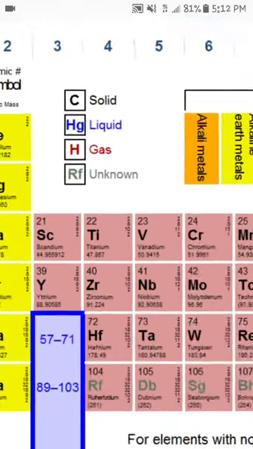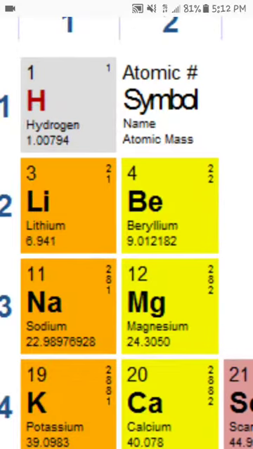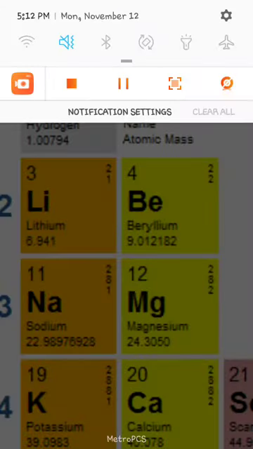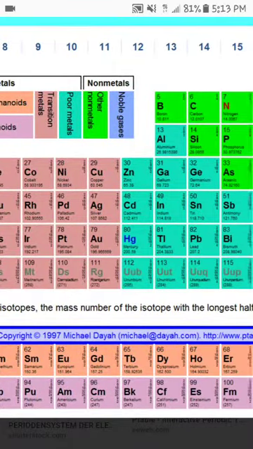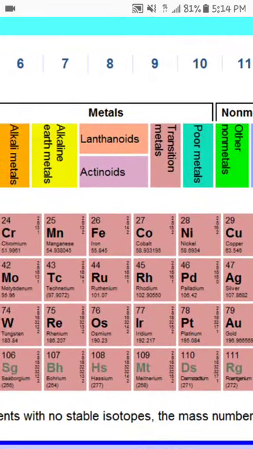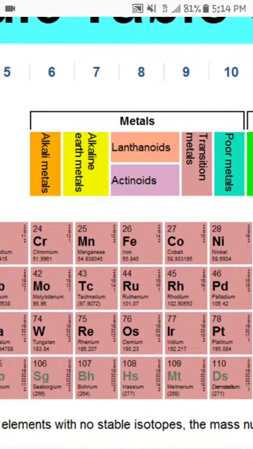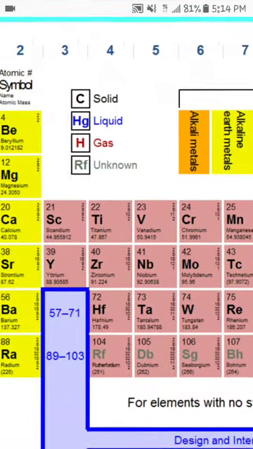The atomic number, as you can see, is 1. The symbol is H, and the name is hydrogen, while the atomic mass is 1.00794. As you can see, each color is a different type of nonmetal and metal, with noble gases, poor metals, transition metals, lanthanoids, actinoids, alkaline earth metals, and alkali metals.